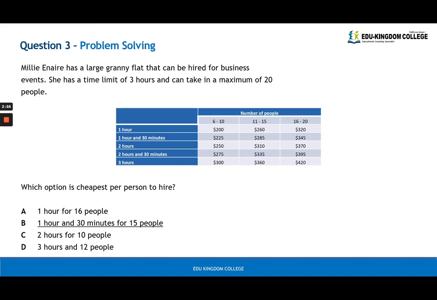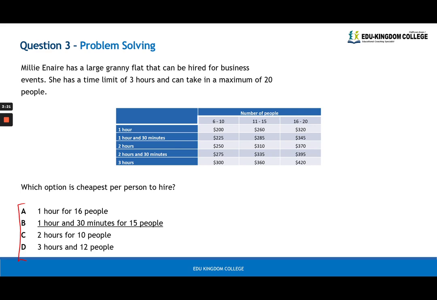Question 3. So millionaire, that's a pun, right? Millionaire has a large granny flat that can be hired for business events. She has a time limit of 3 hours and can take a maximum of 20 people. Which option is the cheapest per person to hire? So we are going to go through all of these options, and you can actually cancel out some if you feel like it's already cheaper.